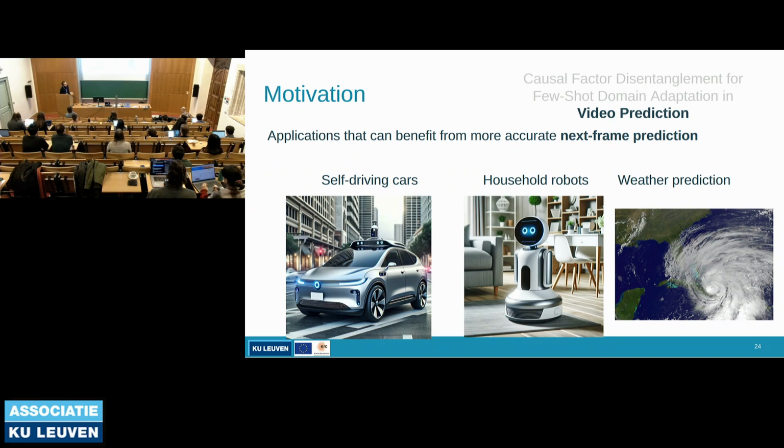Video prediction, the reason we use it is because conveniently there is time in there, and we know that causality goes from the past to the future, so it helps us a little bit. And also it's useful. You can imagine some applications that for really predicting the next frame, like not just some label about it, could benefit from that.